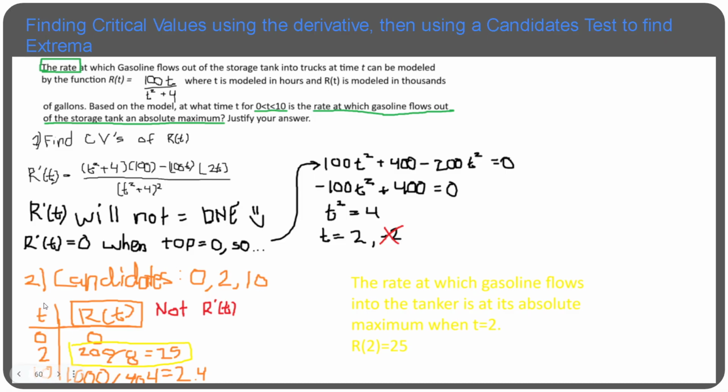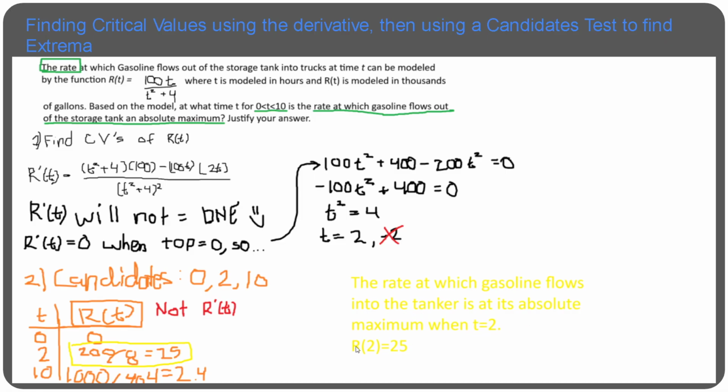And to use a candidates test, once again, you just plug them back into the original equation. So not r prime of t, just r of t. And when you do that, you find that 2 is the maximum value. So then you can say something like this: the rate at which gasoline flows into the tanker is at its absolute maximum when t is equal to 2.